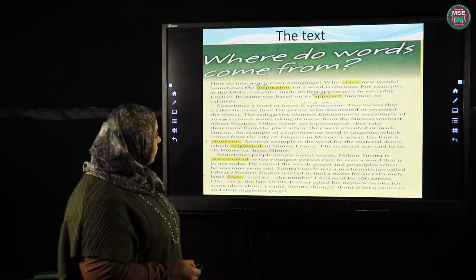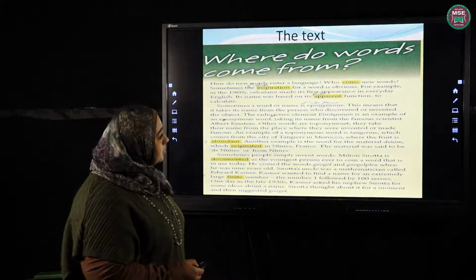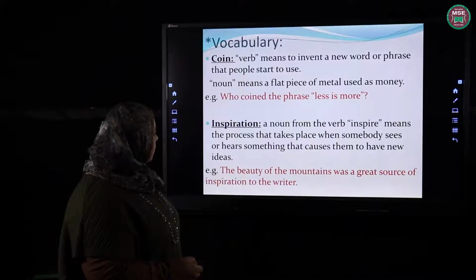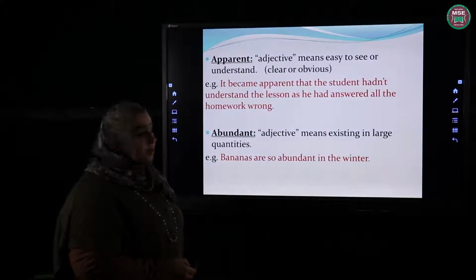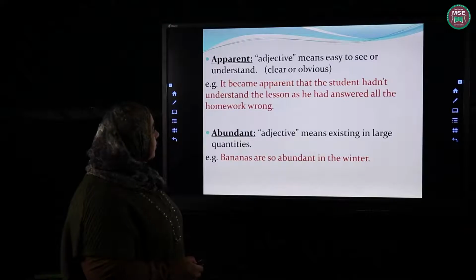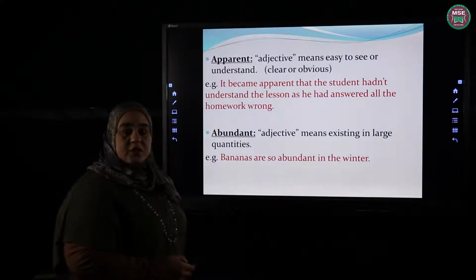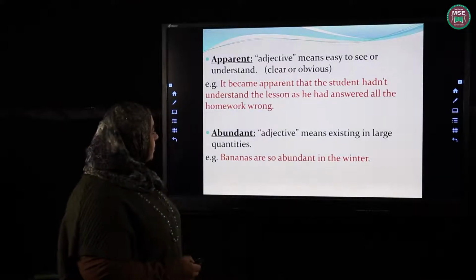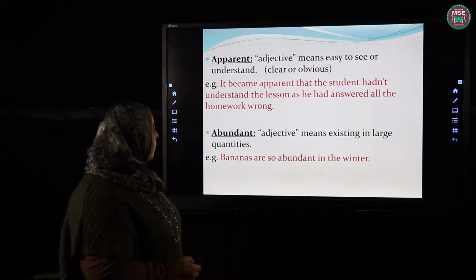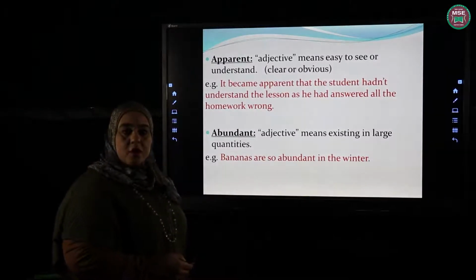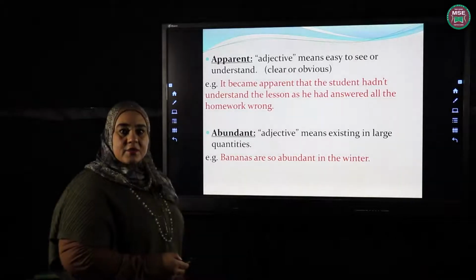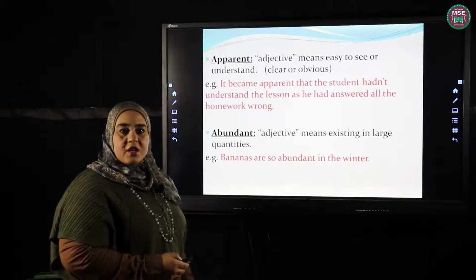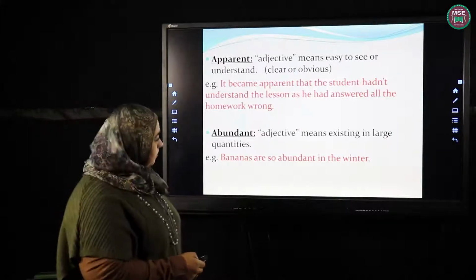The next word we have missed one word, apparent. Apparent was based on its apparent function, okay? It's an adjective, meaning easy to see or understand, clear or obvious. When something is very clear in front of you. It became apparent that the student hadn't understood the lesson as he had answered all the homework wrong. From the homework he had done, I understood that he didn't understand the lesson because it's very clear from his mistakes.